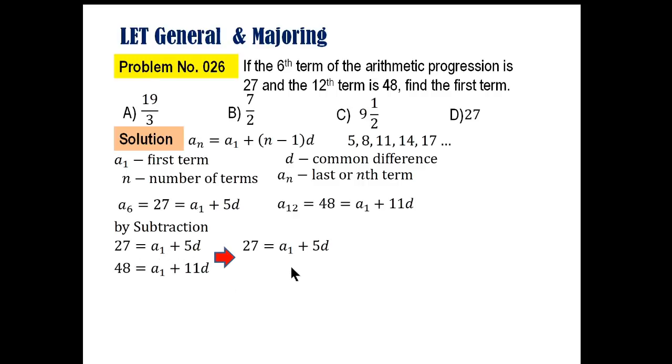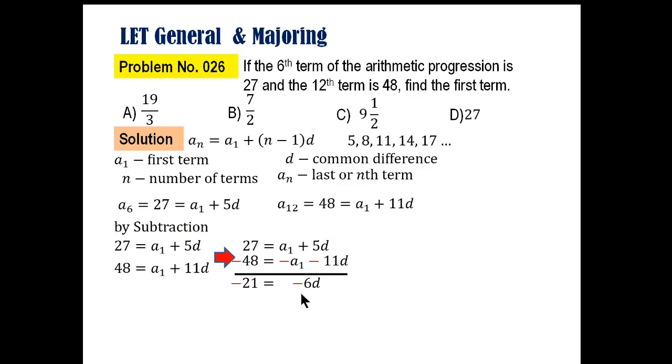And for the second equation, we're going to change the sign of our subtrahend. This is our minuend, this is our subtrahend. The rule for subtraction is that we change the sign of the subtrahend, so it becomes negative 48 is equal to negative a sub 1 and negative 11d. Then we do the subtraction. 27 plus negative 48 is negative 21, is equal to a sub 1 plus negative a sub 1, that's 0, and positive 5d plus negative 11d, that's negative 6d.